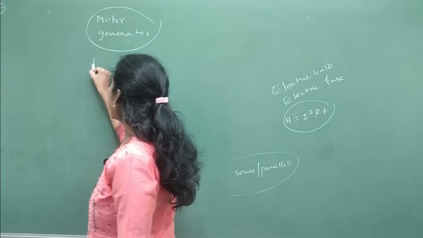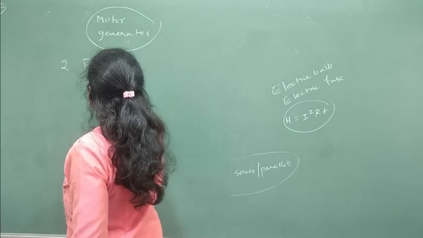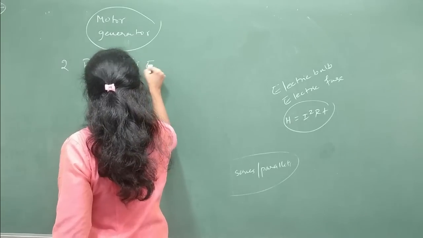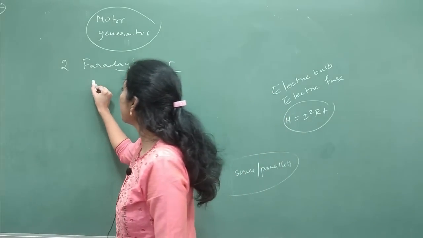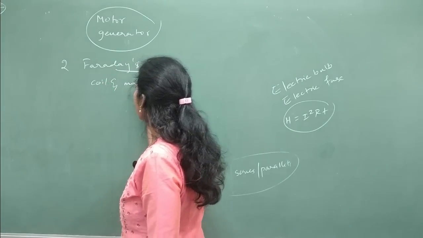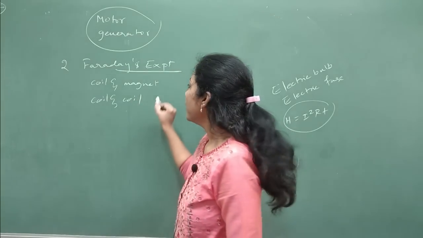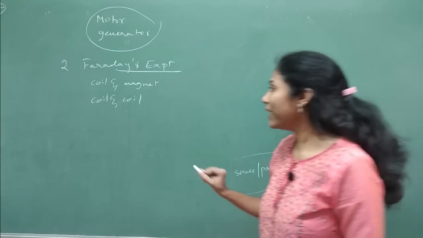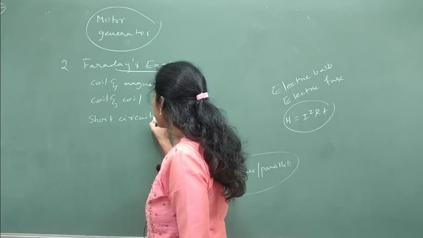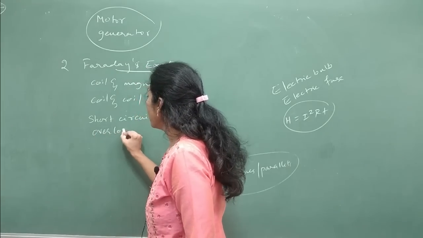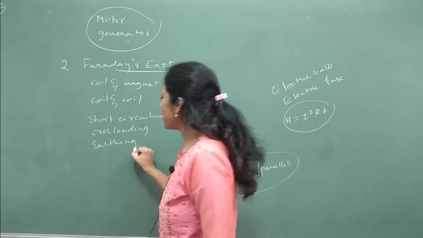And after that, Faraday's experiments. There are 2 Faraday's experiments, right? About them question can be asked in any way, directly or indirectly. You have 2 experiments. One is coil and magnet experiment. The other one is coil and coil experiment. Okay, so both experiments you should be knowing. Okay, and then definitions like short circuiting, overloading, how it is caused and how do you prevent it, and earthing. About earthing you should have an idea.